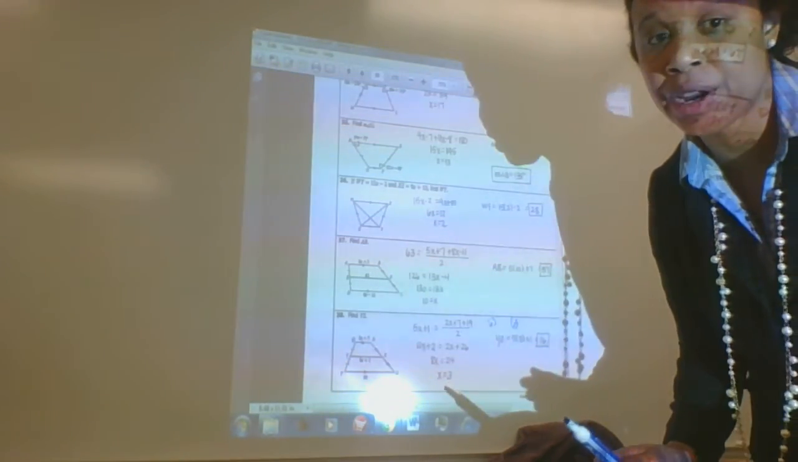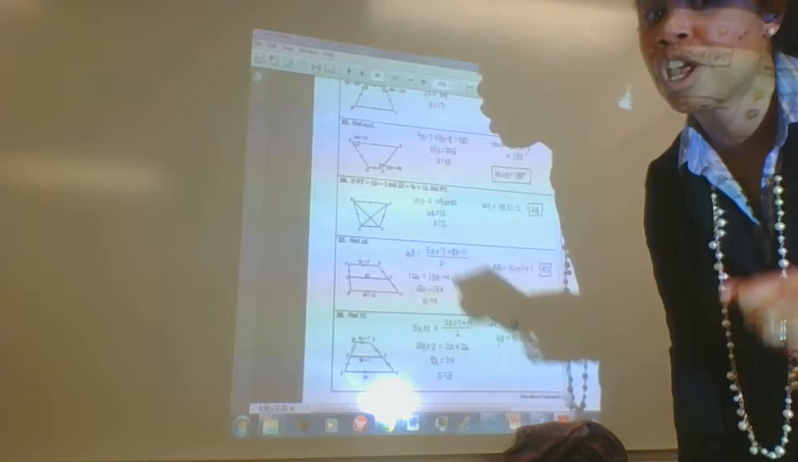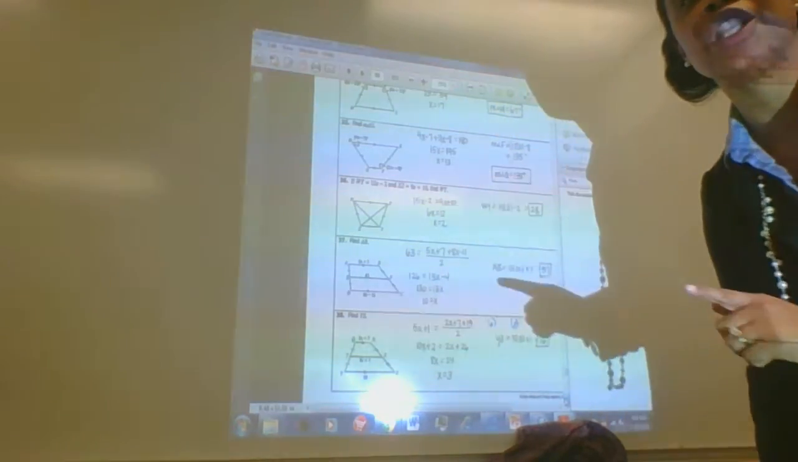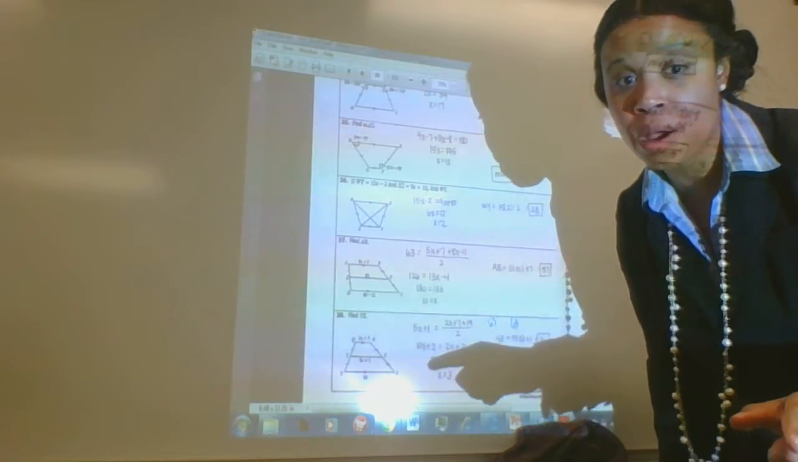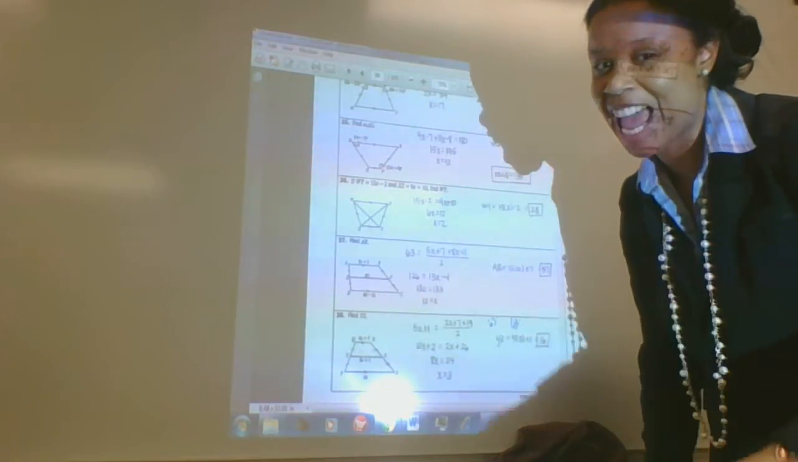Hopefully you can see the other problems. I'm not sure how clear it is. I'm going to invest in a better camera, folks. Stick with me. But if you can look at it, you can check your other work, okay? We have a test tomorrow. See you tomorrow. Have a good day. Bye.